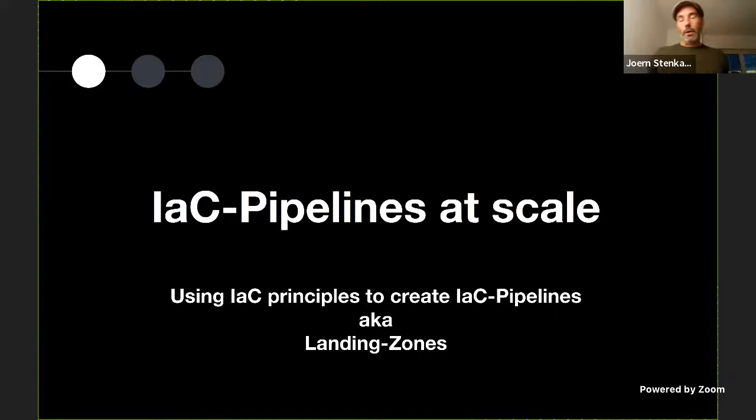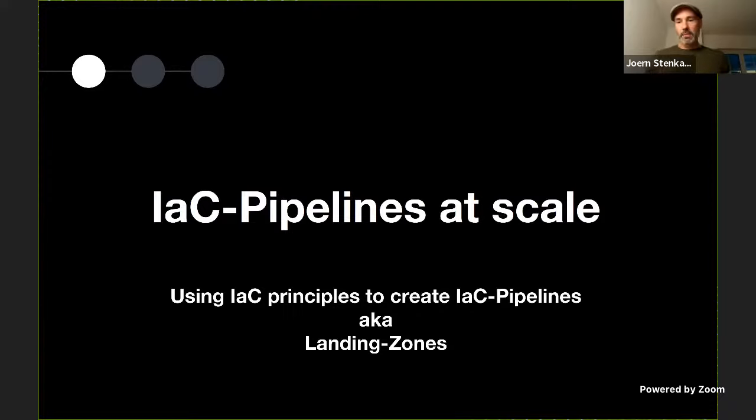So, yeah, got it. The next section is doing the same thing I have described before at scale. So building these pipelines in a consistent and repeatable manner, or in other words, now we use infrastructure as code principles to create infrastructure as code pipelines. And doing that can also be called landing zones, cloud landing zones, which is an interesting term these days, because if there are 10 people in the room and we ask what is a cloud landing zone, I would assume we get at least 11 answers.